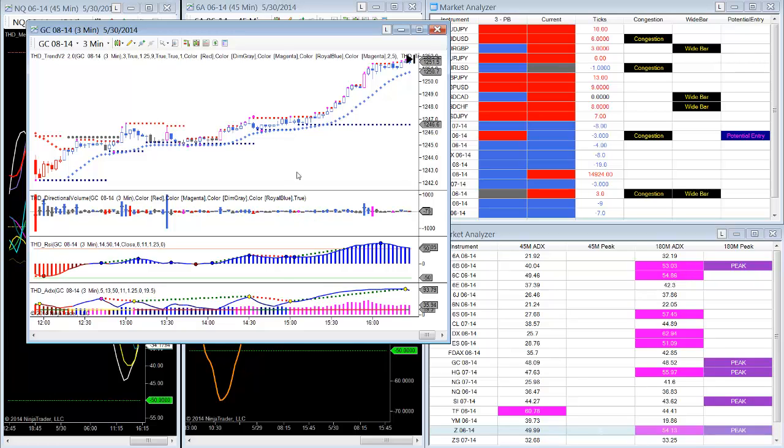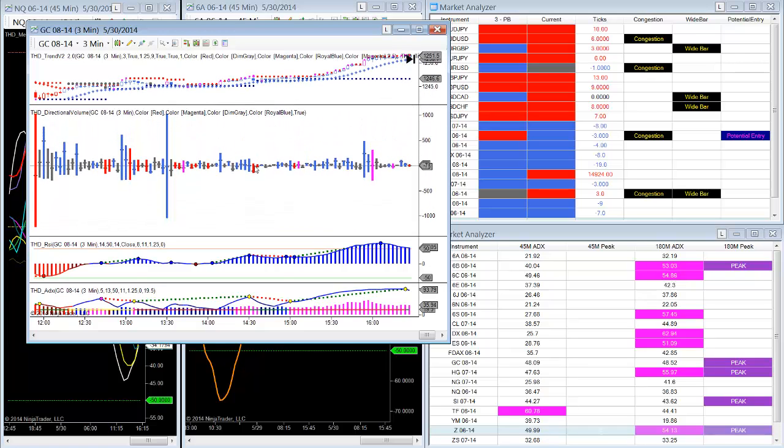Everything that is plotted above zero are buyers. Everything plotted below zero are sellers. I'm going to expand this a little bit because you'll see we have a tiny mark here on the volume bar. That tells us where the market orders ended.